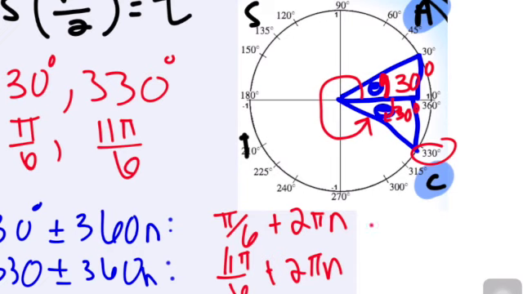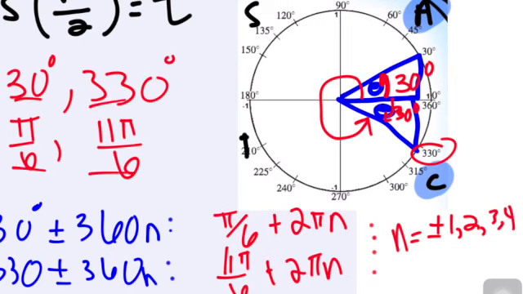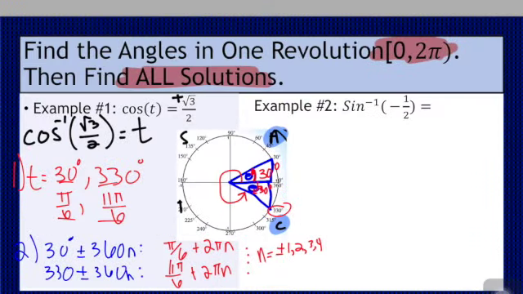And for all of these, n is equal to positive and negative integers. So I'll say positive and negative integers. So 1, 2, 3, 4, and then so on, right? I didn't put 0 since we already had them here. All right, let's look at the next example.